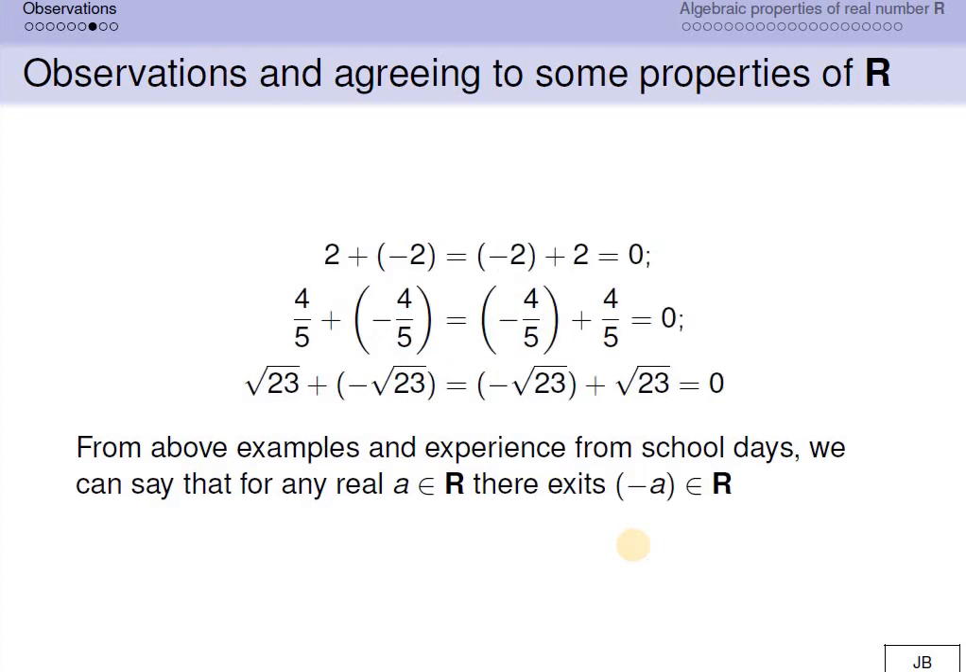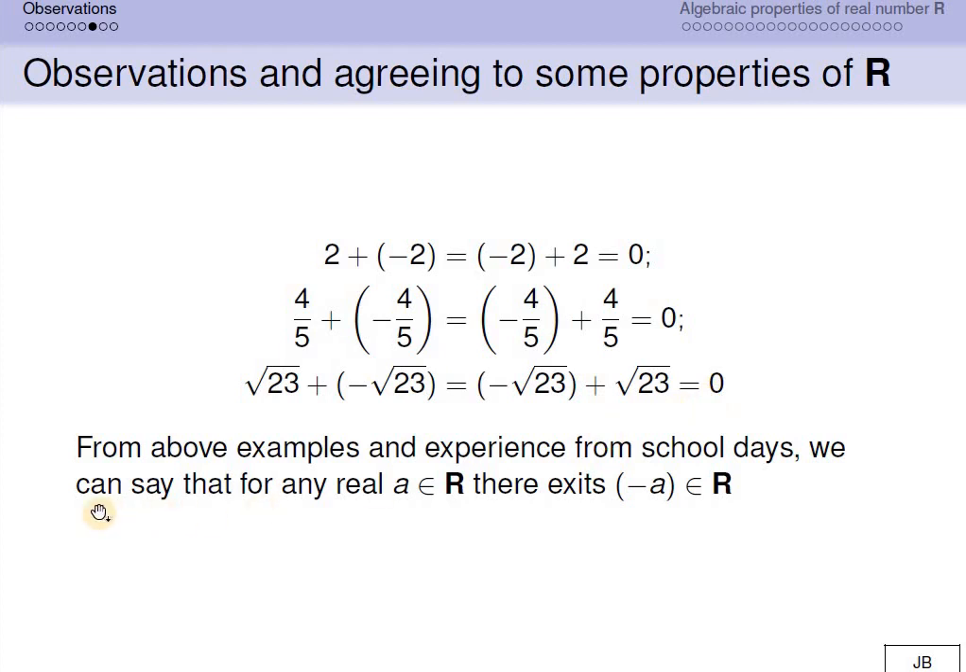Then again, with respect to addition, we have this. Whenever you have a 2, you have a negative of that number, minus 2. Whenever you add these two numbers, 2 and minus 2, you get 0, the special element under addition. So 0 is a very special element under addition because this is the 0 element. You see, you have 4 by 5, you have minus 4 by 5. For any number, for example root 23, you have minus root 23 in the real numbers, which sums to give 0.